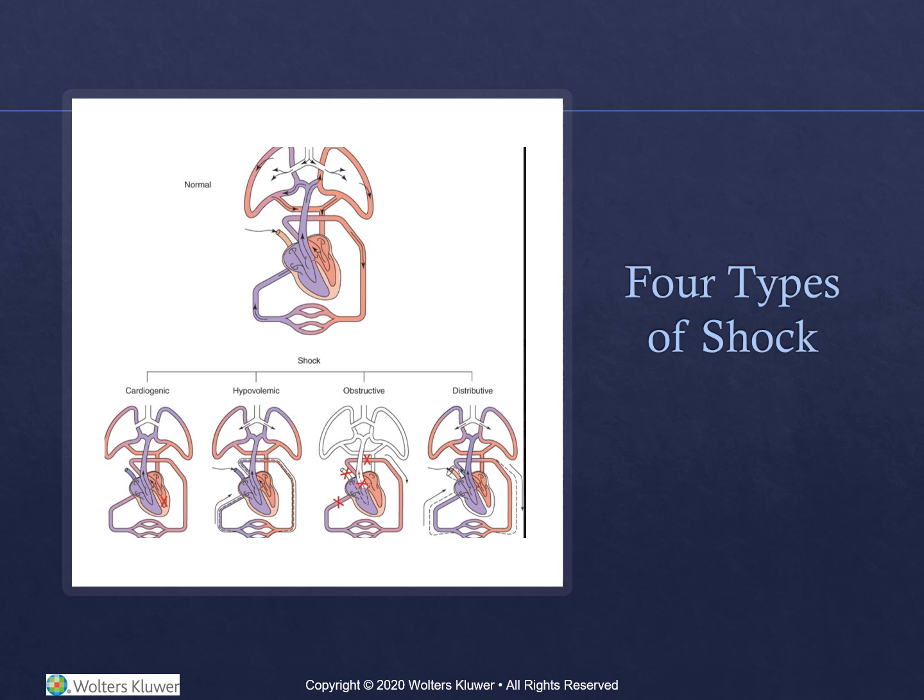So again, there are four types of shock. The first picture up here shows just really normal circulation, right? We have a venous side and we have an arterial side. Oxygenated blood within the arterial side, deoxygenated within the venous side, everything kind of moving equally. And so in the first picture, we have what we would term cardiogenic shock. And essentially, cardiogenic shock is pump failure.